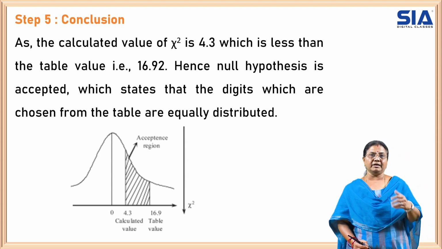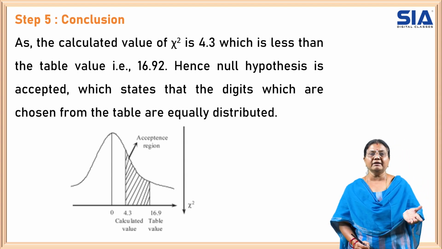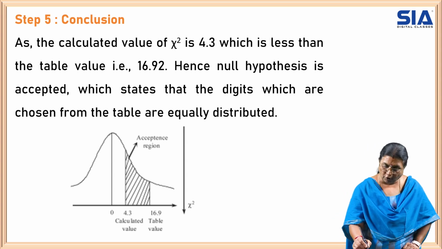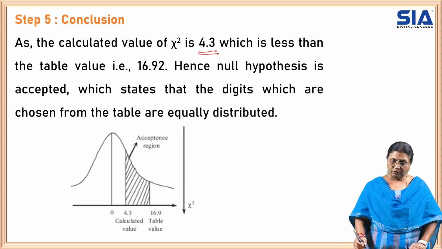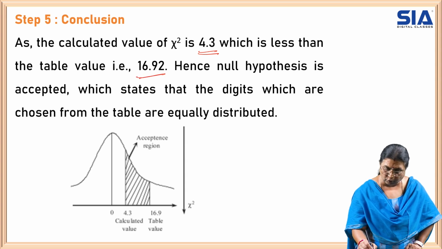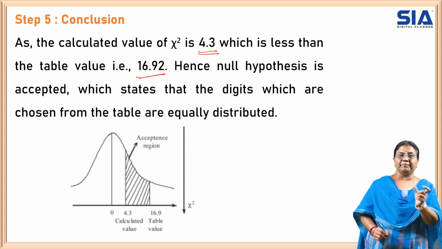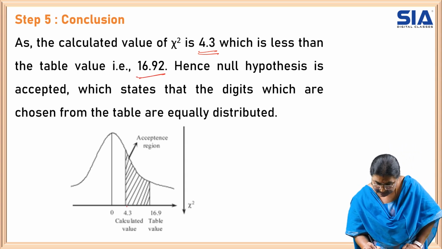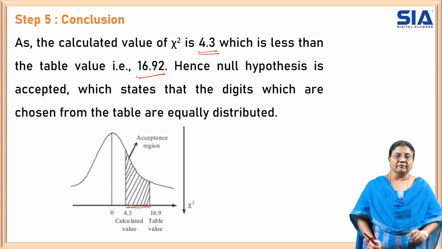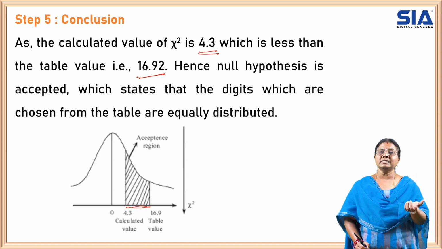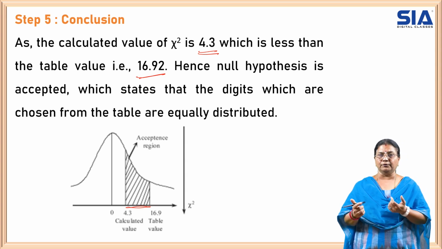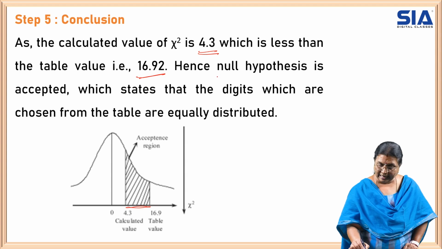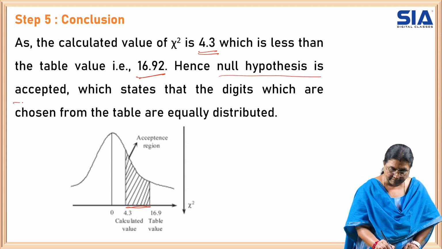Now what we conclude is, as the calculated value of chi-square is 4.3, which is less than the table value 16.92, there is a lot of gap between both. You can see the variance in the region which is shaded here. This is the region of the gap between the calculated value and the table value. So what we say is, hence the null hypothesis is accepted.